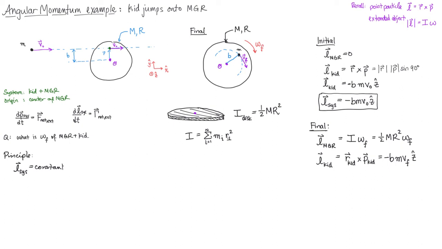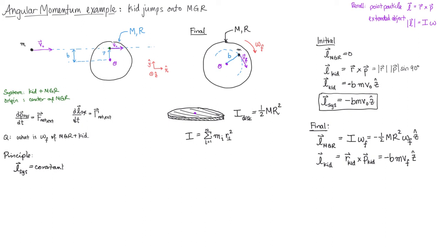Okay. How about, we didn't specify what direction the angular momentum of the merry-go-round is going in. Well, the merry-go-round is rotating clockwise, and if you use a right-hand rule by curling your fingers in the direction of rotation, your thumb tells you the direction of the angular momentum vector, and that's also into the page. So that's the minus z hat direction.